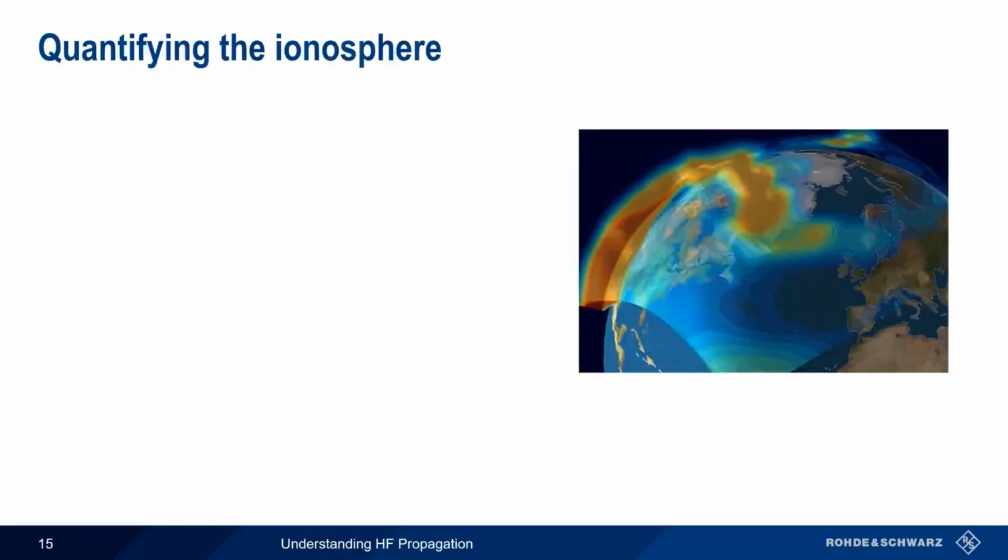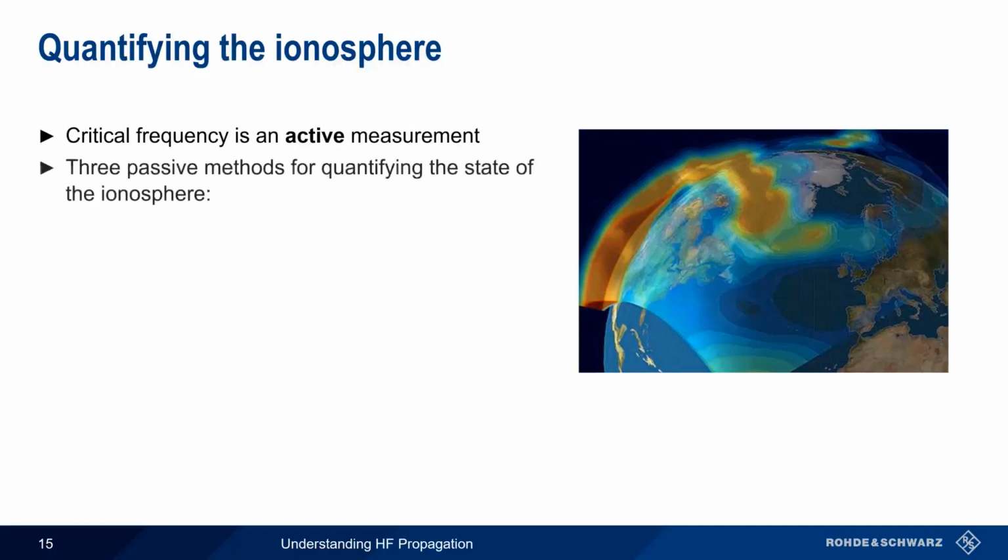Critical frequency is one way of quantifying the state of the ionosphere, but it is an active test. We transmit signals and measure the return signals. In addition to critical frequency, there are 3 common passive methods that can be used to quantify the state of the ionosphere. The first of these is sunspot number, which can be used to predict the level of atmospheric ionization.